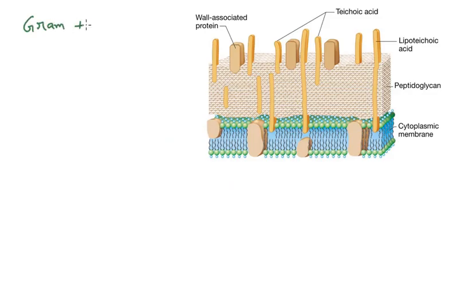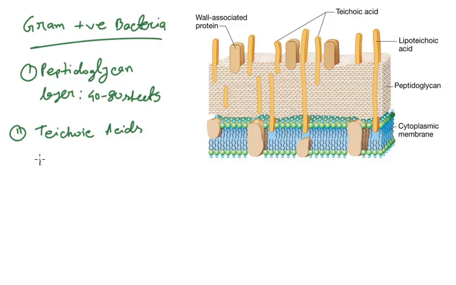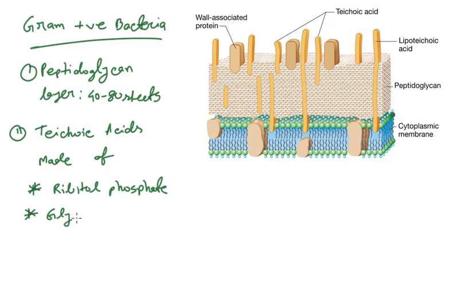As we can see in the picture, in the gram-positive bacterial cell wall, the peptidoglycan layer is very thick, almost 40 to 80 sheets of peptidoglycan, whereas in gram-negative bacteria there are only 1 to 2 sheets. The gram-positive bacteria have teichoic acids, which are a very important characteristic of a gram-positive bacterial cell wall. Teichoic acid is actually a polymer of ribitol phosphate or glycerol phosphate.